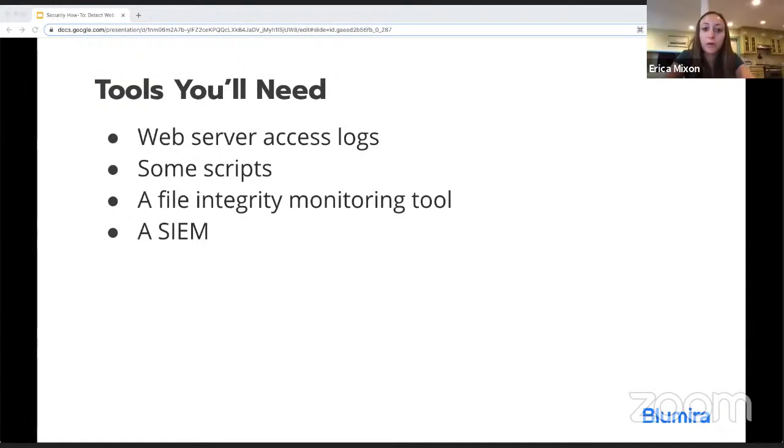Absolutely. I just launched a poll asking attendees if your access logs are centralized, and then if you're monitoring your web servers.